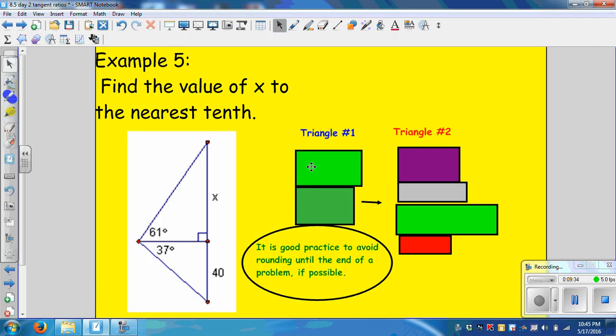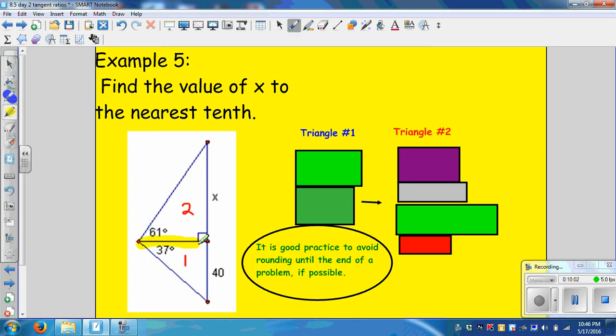Now, since we're going to have to do two calculations, it's good practice to avoid rounding until the end of the problem if possible. So I'm going to first work this triangle that I'm calling triangle number 1, which is this small one right here. We'll call this triangle 1 and this one triangle 2. So triangle 1, I can do a tangent calculation here. I'm really looking to first calculate this altitude of the triangle right here.